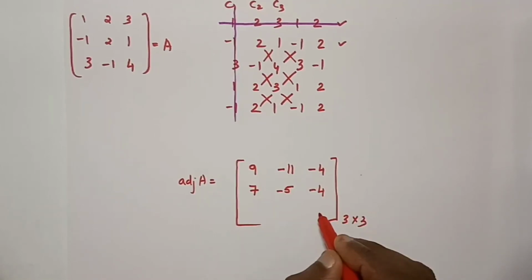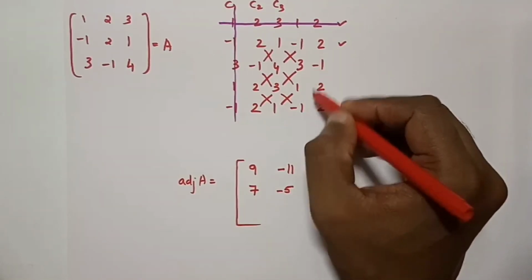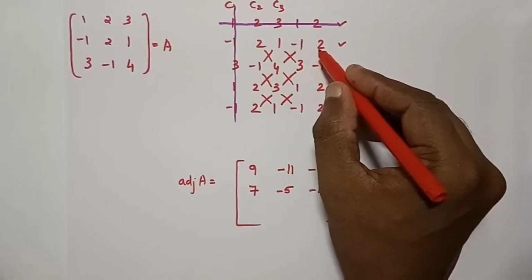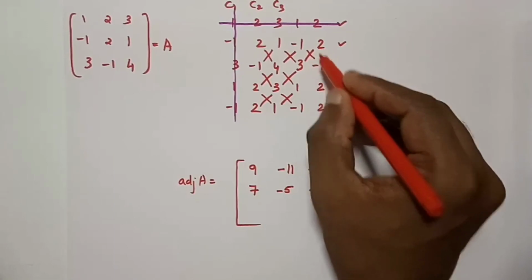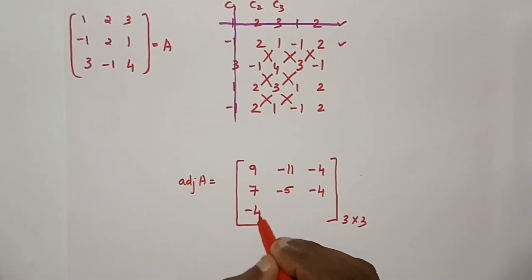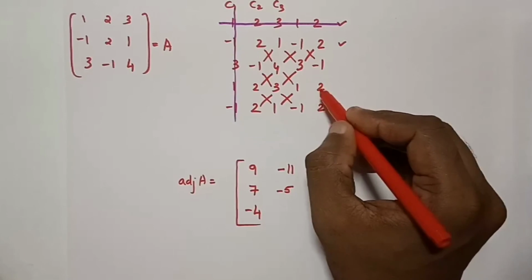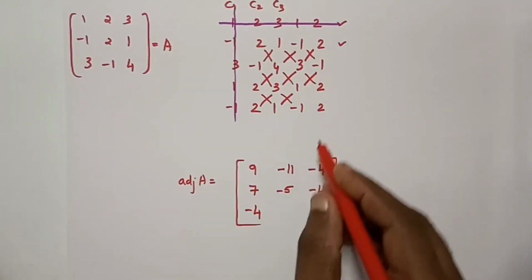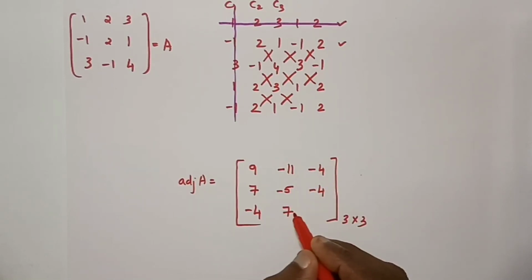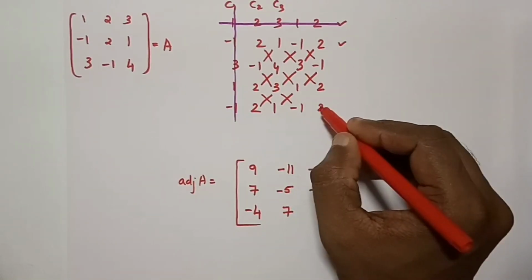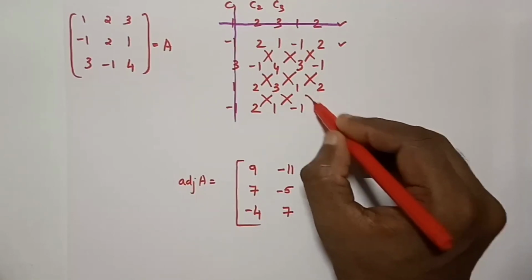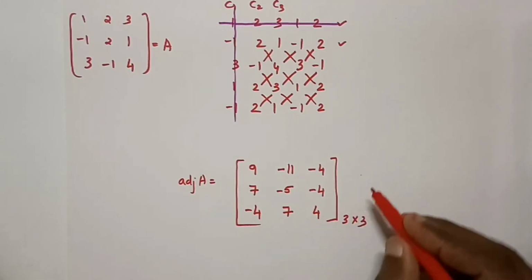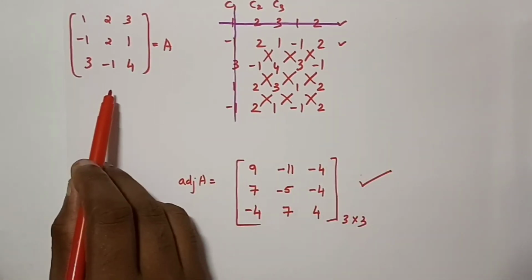Now we have one more row left, and that is given by these entries. The first element is given by minus 1 times minus 1 into 3 into 2, and if you find it, you get minus 4. Here you get 3 into 2, 6, minus 1, so you get something like 3 plus 1, that is 7, and the last entry is 2 into 1 minus 2 into minus 1, so what you get is nothing but 4. So this matrix that we have found is nothing but the adjoint of our matrix A.